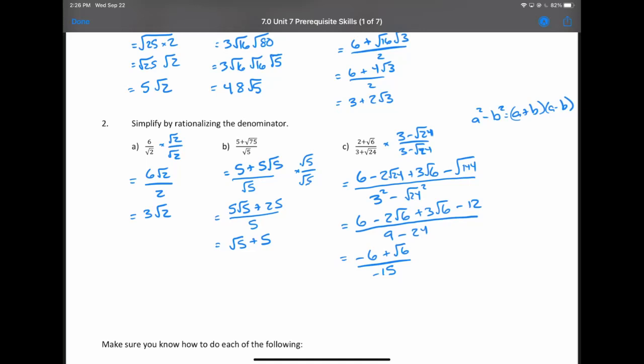Now, I'm going to notice that the 6 and the 15 both have a common factor of 3, so it'd be really nice to divide, except the root 6 doesn't have anything. I will, however, say that since we've got a negative on the bottom and one of the things on the top's a negative, it's not a bad idea to multiply top and bottom by negative 1. Just to get on the top 6 minus root 6 and on the bottom positive 15. Which I think is the nicest way that we can actually write that fraction.